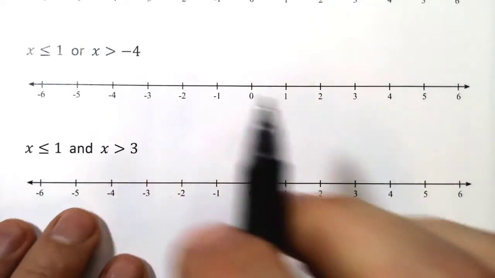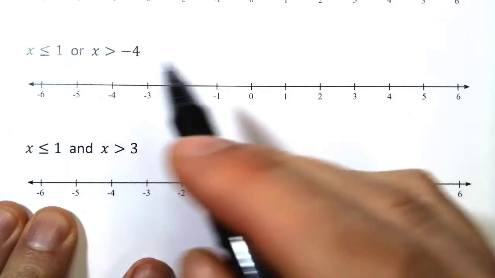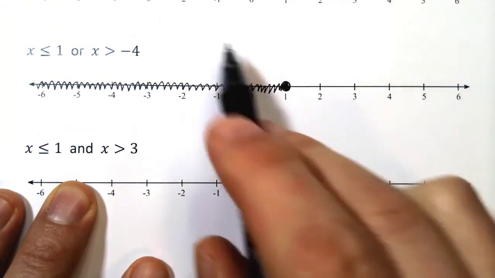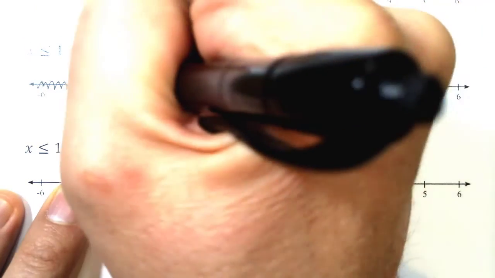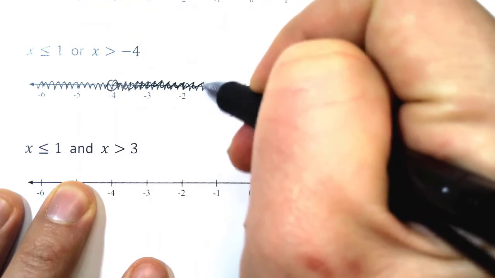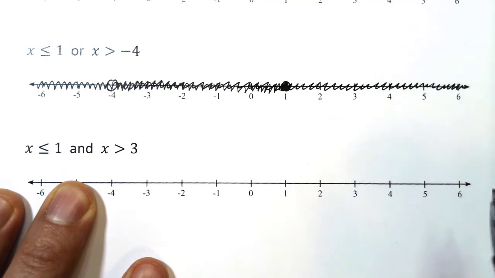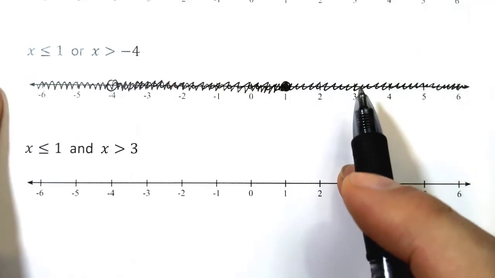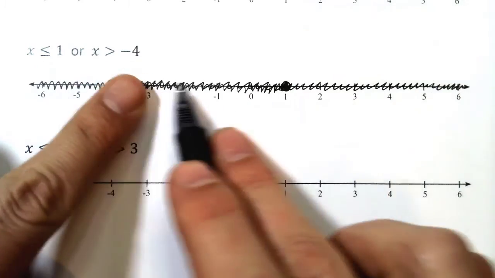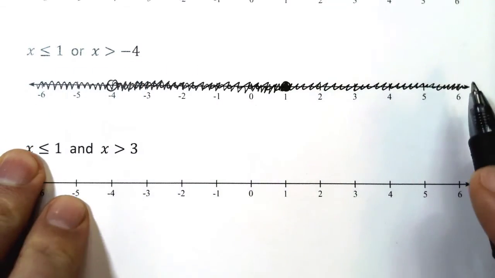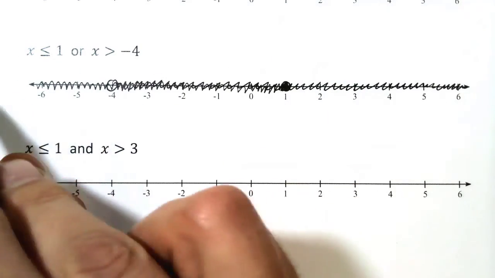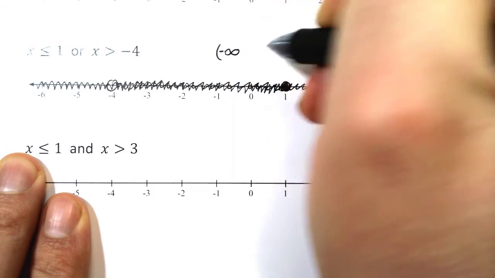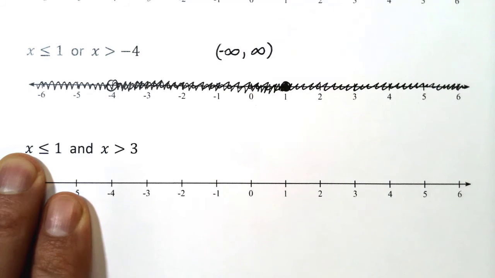Okay, let's look at these. x is less than or equal to 1. That means x is to the left of 1. x is greater than negative 4. Well, that means we're over here. Now look at what just happened. I shaded everything. To be less than or equal to 1 means we're over here. To be greater than negative 4 means we're over here. But that covers the entire real number line. As an interval, we're going all the way from negative infinity all the way up to positive infinity. So that's how I write my answer.